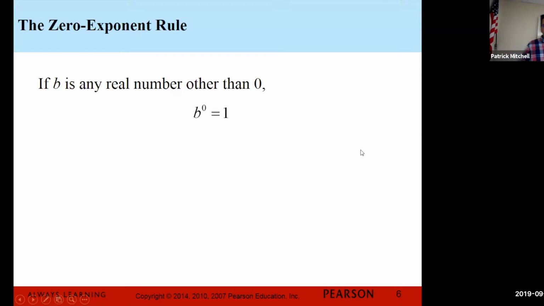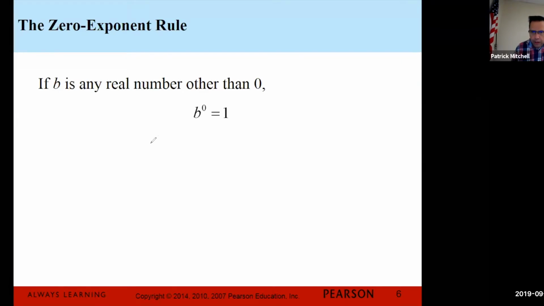All right, then we come to the zero exponent rule. The zero exponent rule is one that people sometimes struggle with because it seems kind of counterintuitive. So this is saying that as long as b is not 0, b to the power 0 will always be 1. A lot of people, especially when they first get into beginning algebra, think that b to the 0 should be 0. Okay. Well, there's a really good reason why b to the 0 should be 1.